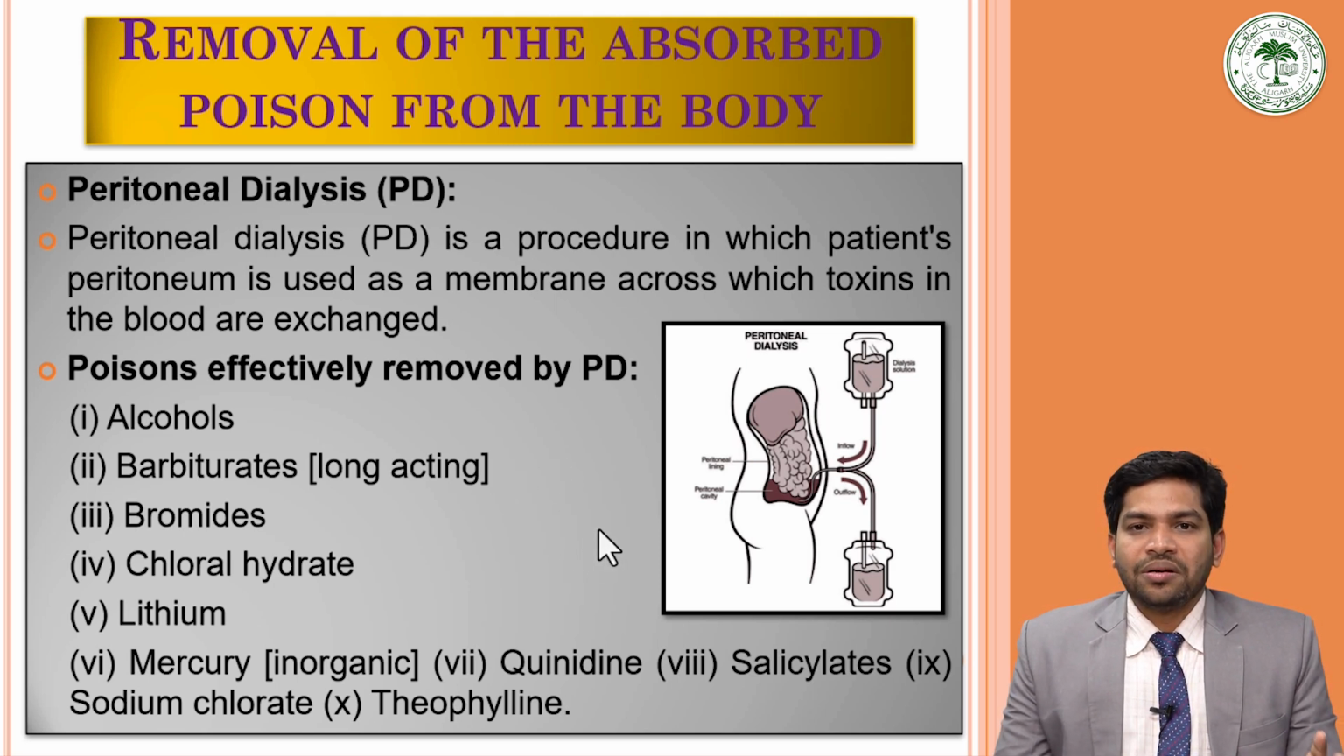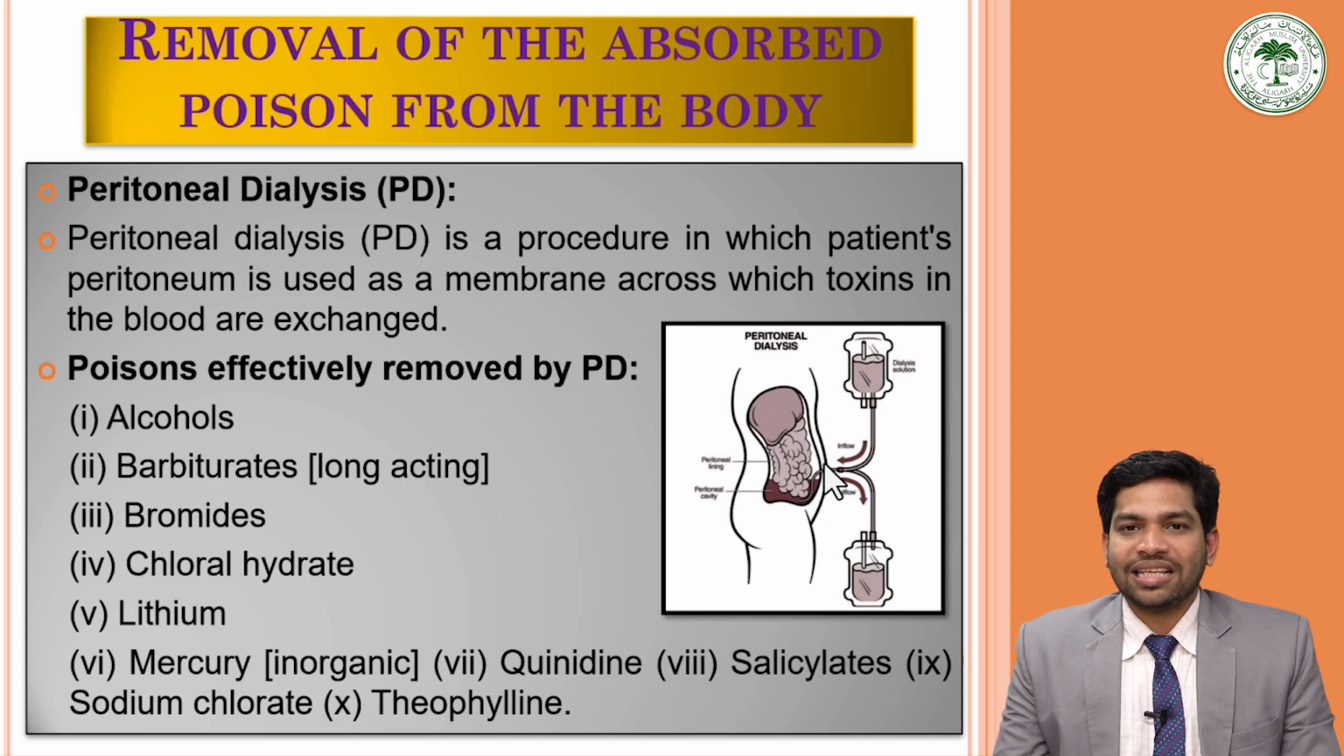Peritoneal dialysis: the concept is the same as dialysis, but here it is the procedure in which the patient's peritoneum is used as a semi-permeable membrane across which the toxins in the blood are exchanged. So rather than taking the blood outside, it is the semi-permeable membrane inside, the peritoneal lining of our abdomen, across which the exchange of fluid occurs and the blood is cleaned. So the basic procedure is that the patient's peritoneal membrane serves as a semi-permeable barrier between the blood in the peritoneal capillaries and the balanced dialysate solution.